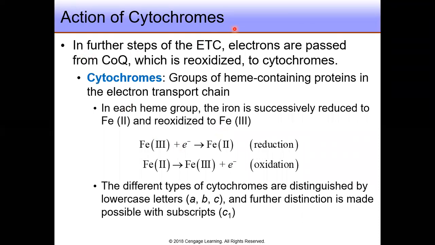Action of cytochromes. Now, in further steps of the electron transport chain, electrons are passed from CoQ, which is reoxidized, to cytochromes. Now, what are cytochromes? Groups of heme-containing proteins in the electron transport chain. In each heme group, the iron is successively reduced to iron 2 and reoxidized to iron 3. Also, the different types of cytochromes are distinguished by lowercase letters a, b, c, and further distinction is made possible with subscripts like c1.